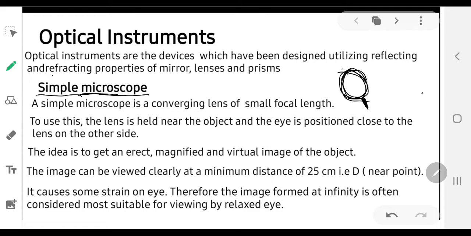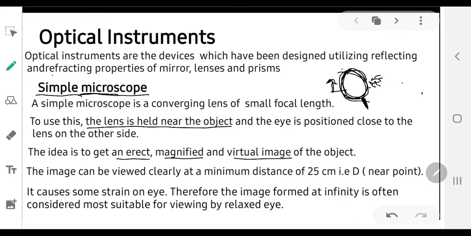How to use this lens? The lens is held near the object, and the eye is positioned close to the lens on the other side. Why does the object have to be held near the lens? To get an erect, magnified and virtual image, because you know the image formation pattern for a convex lens.